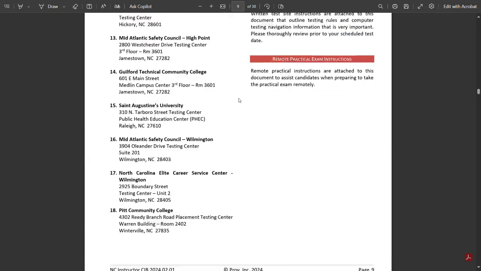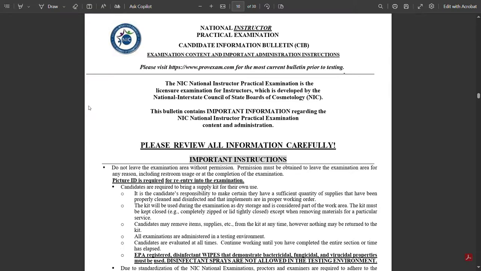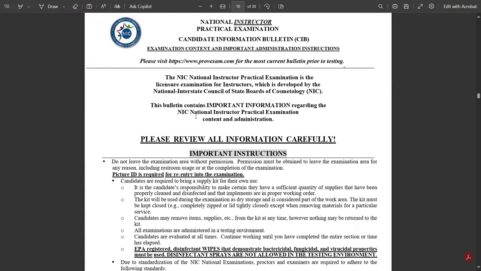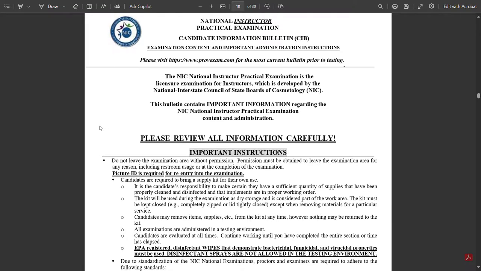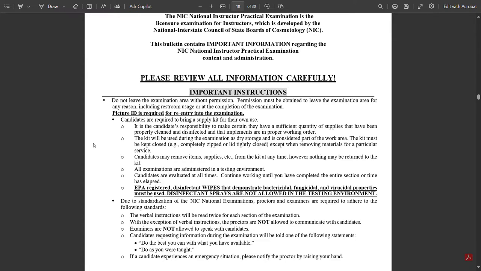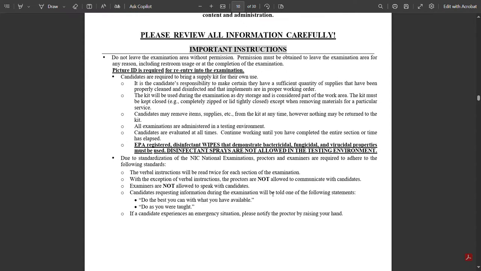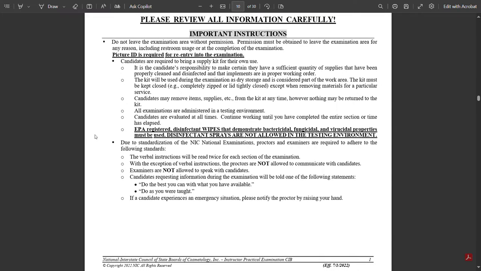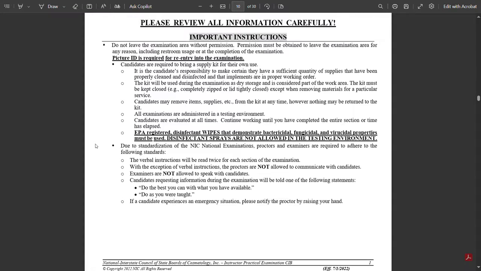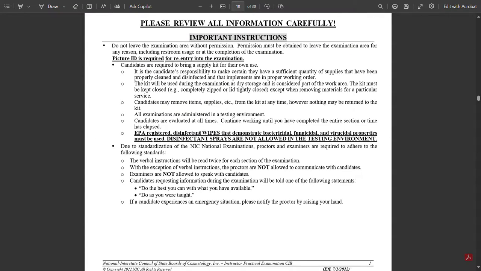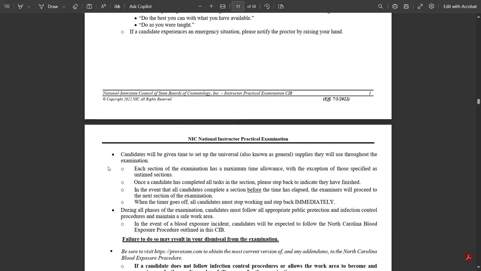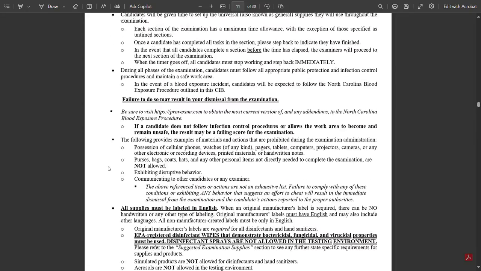And once you get past that, this will look the same no matter what state you're in. So this is the candidate information bulletin for the practical exam. First off, this has a number of important instructions. This section right here is the same as it is for the regular practical exam to get your cosmetology or aesthetics or nail tech license or natural hair or whatever. A lot of these are just going to be sanitation procedures and things like that. And then we'll get into exam specific information on the next page.